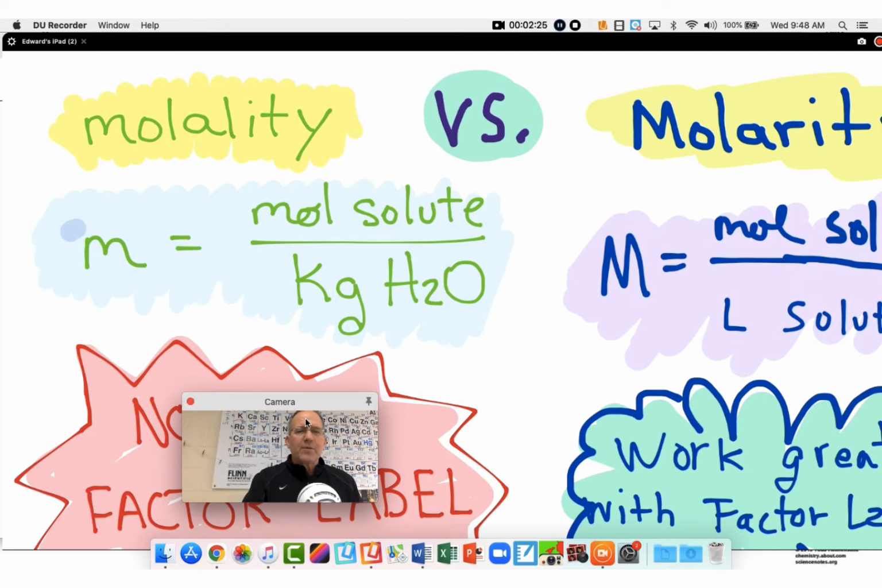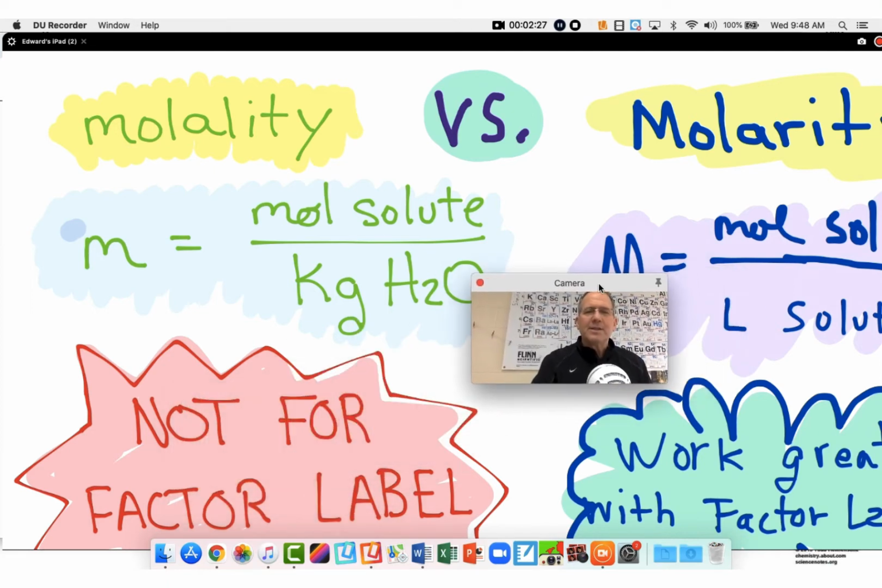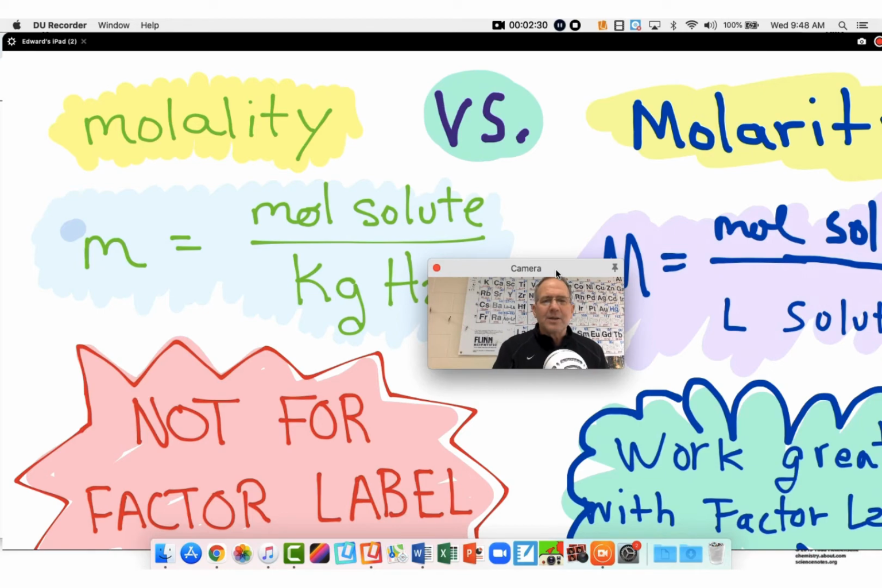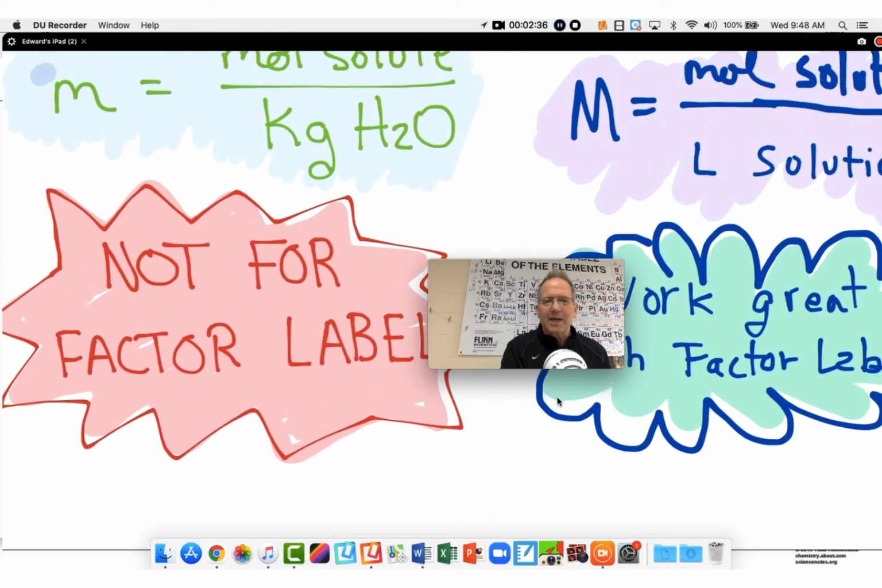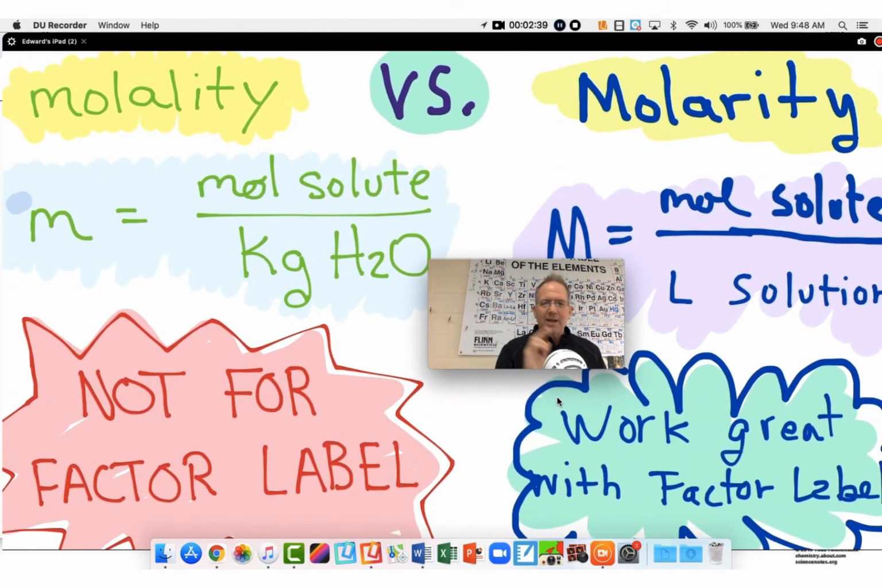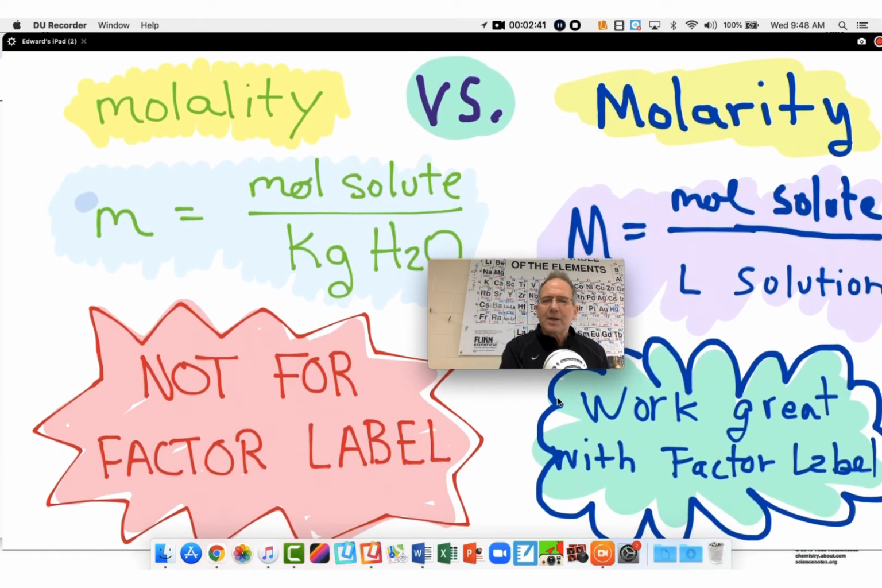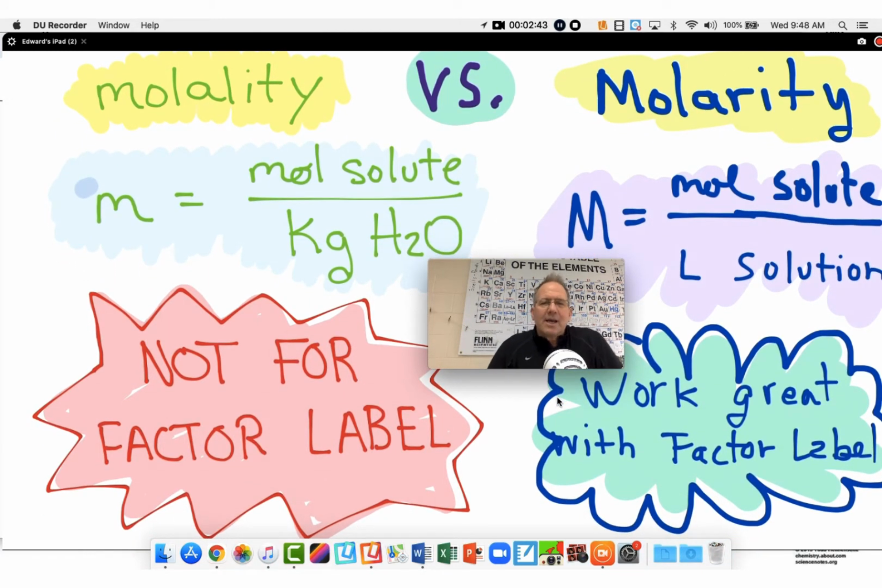It works great for certain things, but it's not usually for factor label and balancing equations and that kind of thing. It's for a little bit different kind of chemistry, and we'll talk about that in a second. So we're going to come back to molality. There's the difference: kilograms of water versus liters of solution.